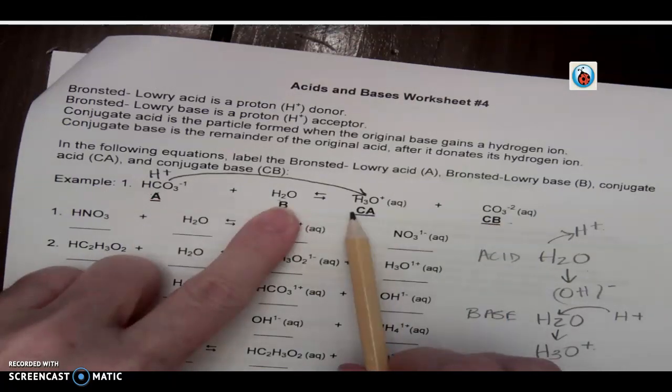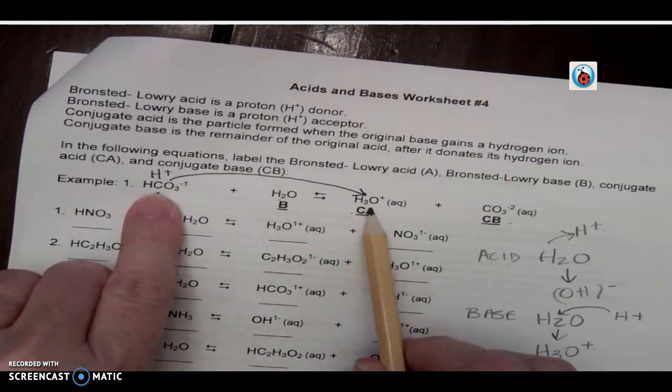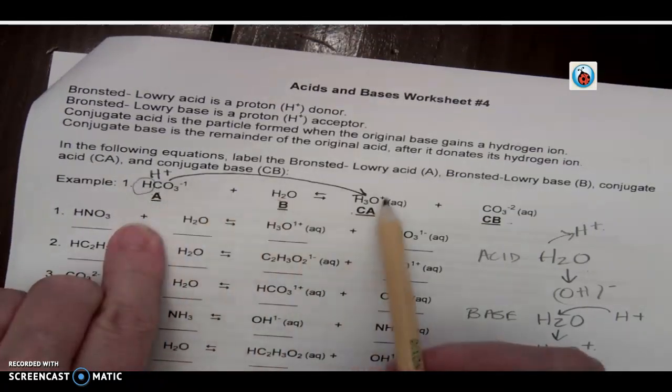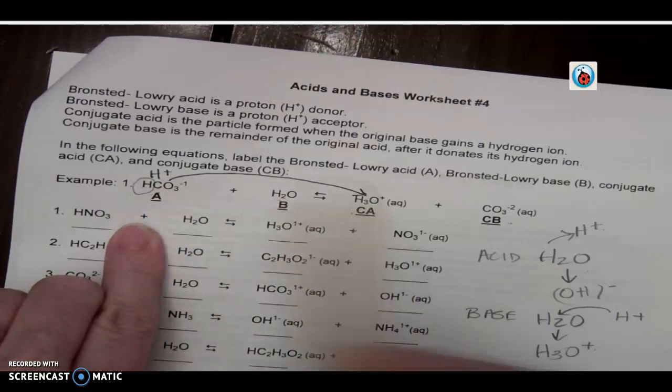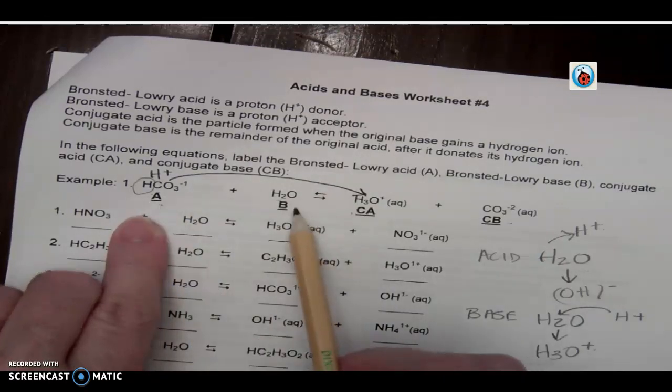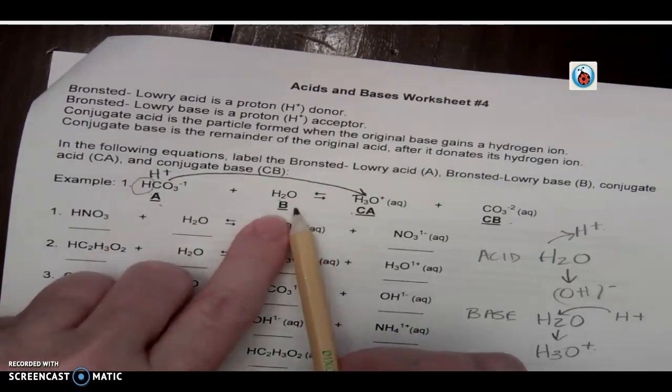Well, let's look at our water. It was H2O, now it's H3O. So it's gained a hydrogen on the other side. Where did it get the hydrogen from? It got it from this HCO3. So the hydrogen was donated to the water. So if this HCO3 is the donor, it's the acid. And if the water is the acceptor on the other side, this makes it the base.